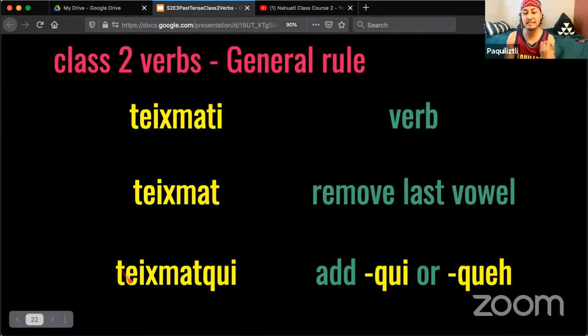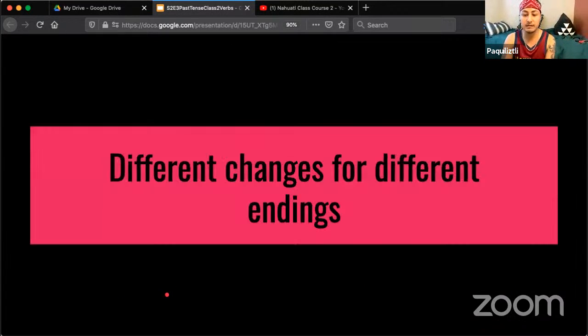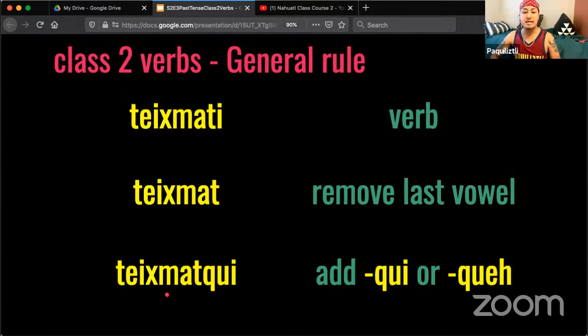So in this case, I say teishmatki. It would mean he or she got to know someone, teishmatki, or got to know people. All right, so different endings change for different verbs. Okay, one thing that I want to point out is that in class 2 verbs, there are most of them, pretty much the majority of them, where all you're going to do is follow this rule. You're going to just drop the last vowel, and then you're going to add the ki or the ke.